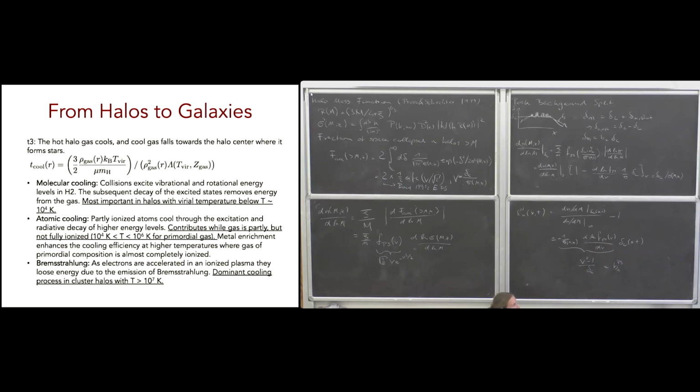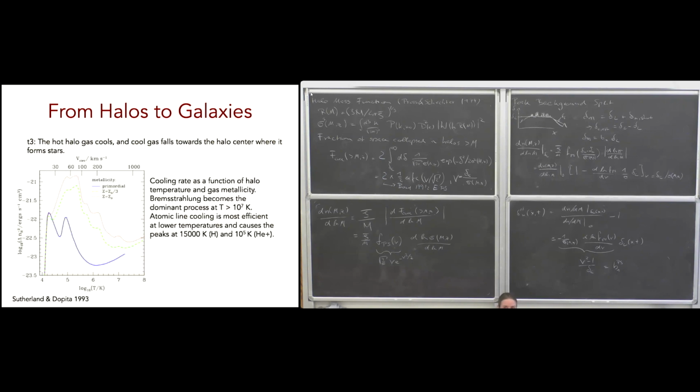In small halos or in low mass halos, so with a virial temperature below about 10^4, molecular cooling is most efficient. So here basically collisions excite vibrational and rotational energy levels in H2. At slightly higher halo masses, corresponding to virial temperatures of about 10^4 to 10^6, where gas is partly but not fully ionized, atomic cooling will be most efficient. And in cluster halos above temperatures of about 10^7, Bremsstrahlung is the dominant cooling process. That is all just basically details of our standard radiative processes class.